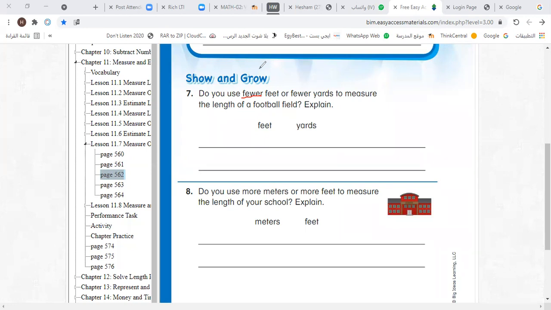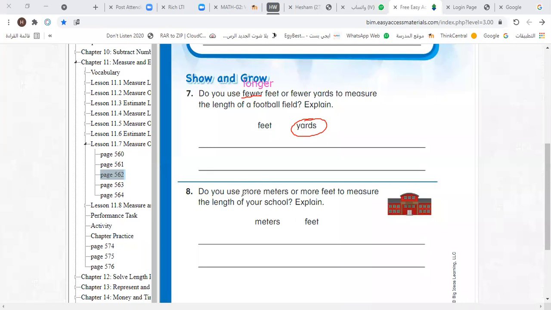Okay, I write again here. If you find fewer, remember the longer. Which is longer, 1 foot or 1 yard? Actually, yard is longer, so it's fewer yards. Okay, let's answer now number 8.